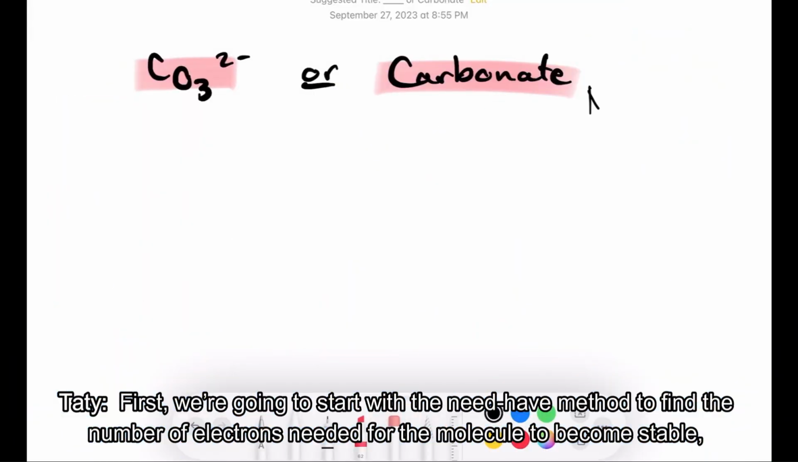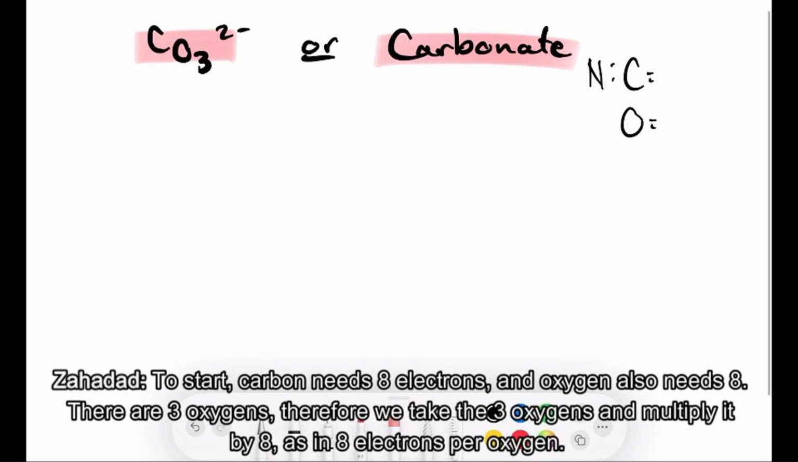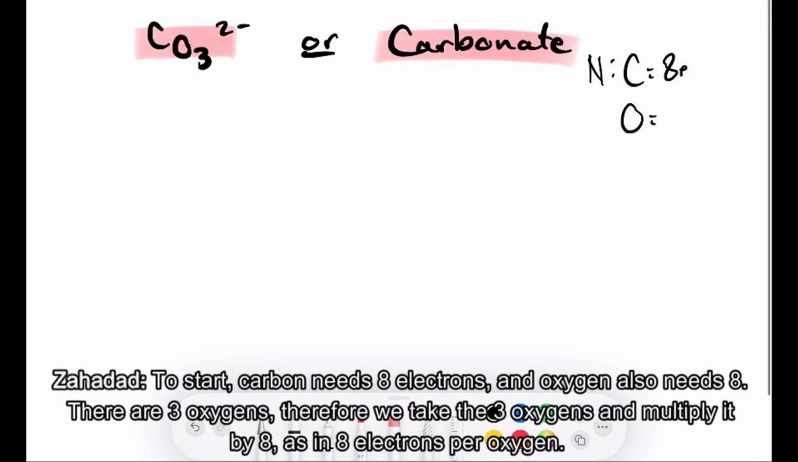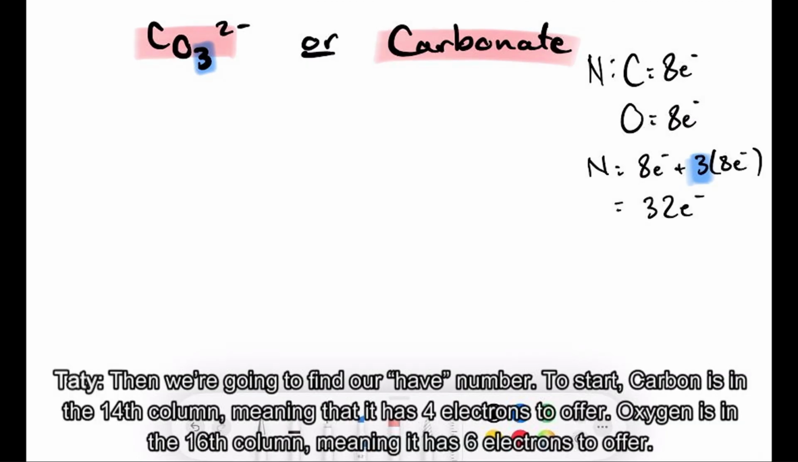First, we're going to start with the need-have method to find the number of electrons needed for the molecule to become stable, and the number of electrons we already have. To start, carbon needs 8 electrons and oxygen also needs 8. There are 3 oxygens, therefore we take 3 and multiply by 8. As in 8 electrons per oxygen, this equals 24, and then we'll add the 8 electrons that carbon needs to reach a final need number of 32 electrons. Then we're going to find our have number.